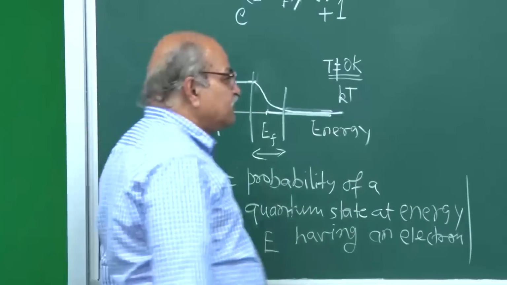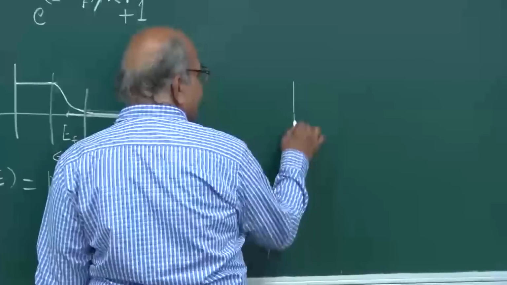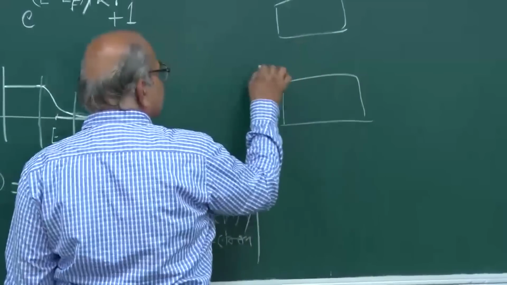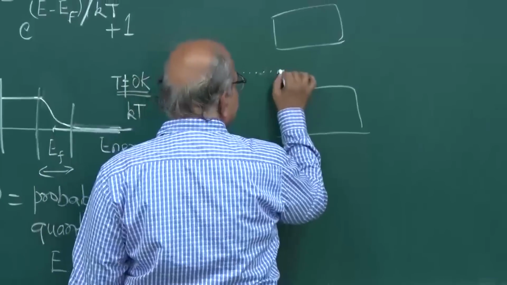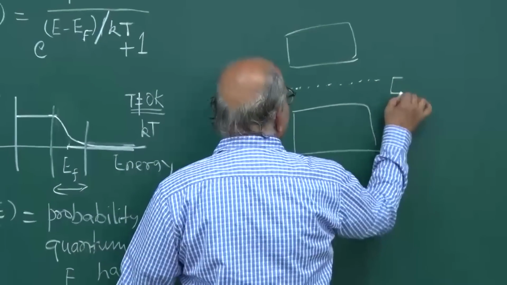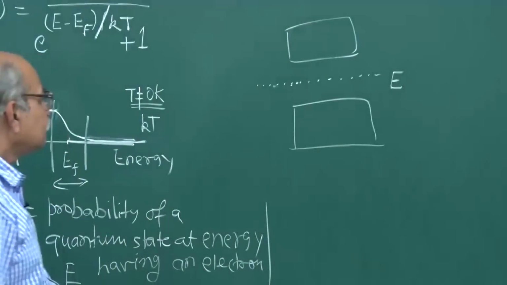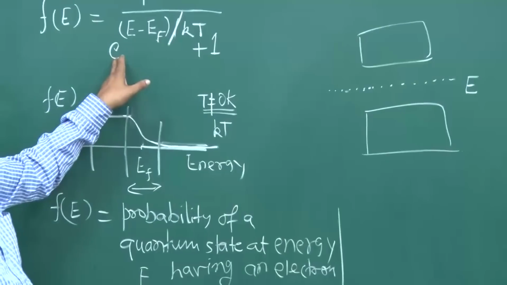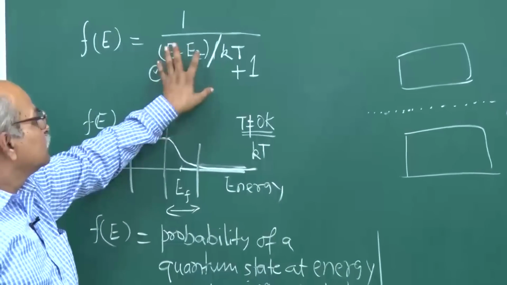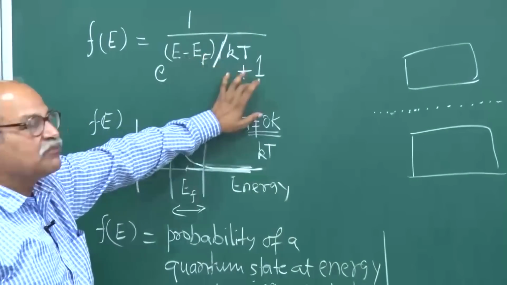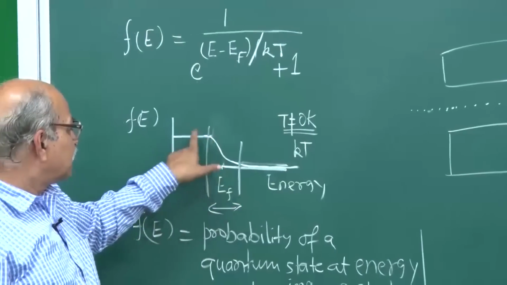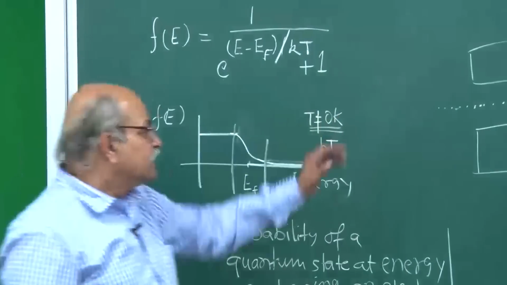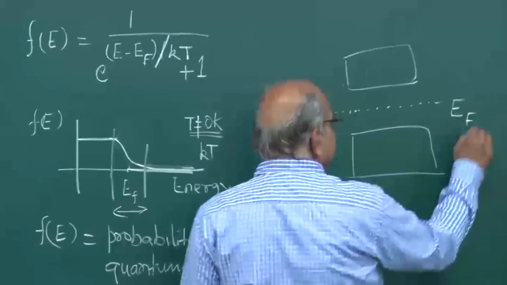So if you have this semiconductor, you have this valence band here, you have this conduction band here, and for intrinsic semiconductors, this EF turns out to be somewhere here in the middle. From this function at E equal to EF, the exponent is 0 at a finite temperature. So the exponential will be 1 and this whole thing will be 1 by 2. So the probability falls to half at this EF.